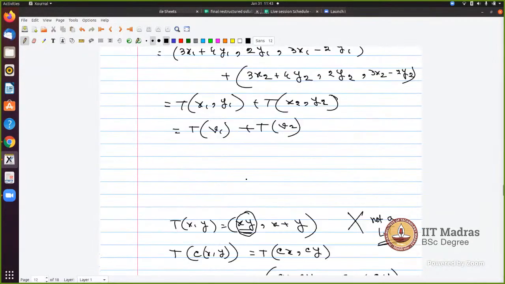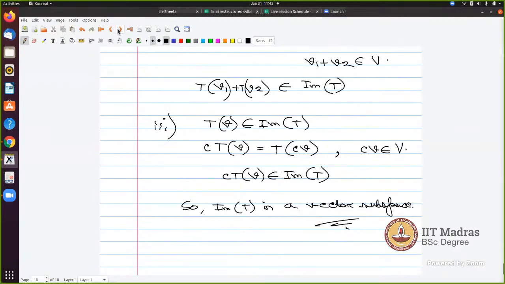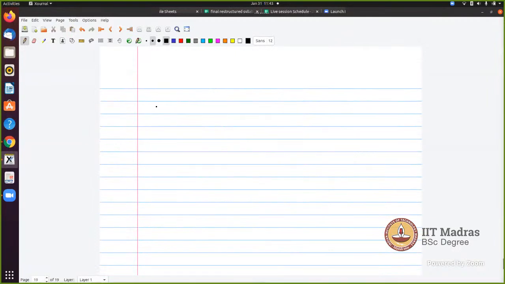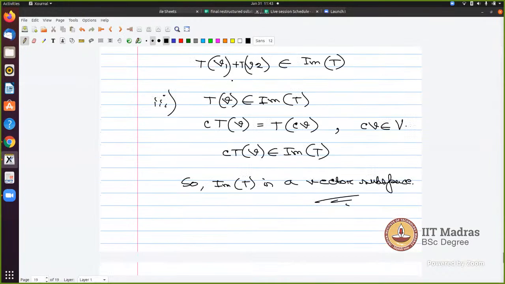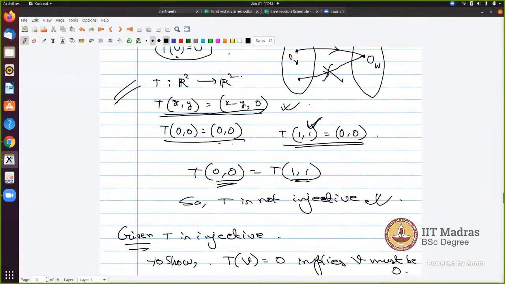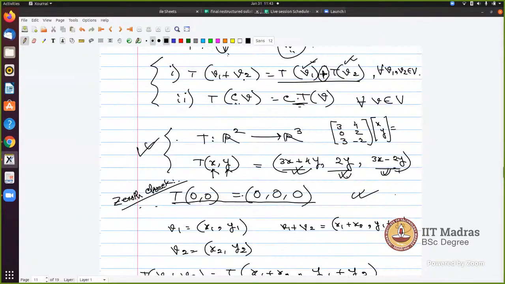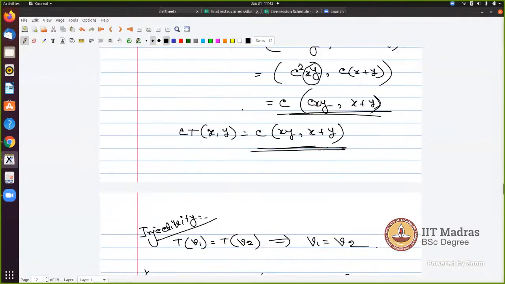So let me write it here. Then 3x plus 4y must be equal to 0, and the last part must be equal to 0, and x not equal to 0. The first one was 3x minus 2y, 3x plus 4y.